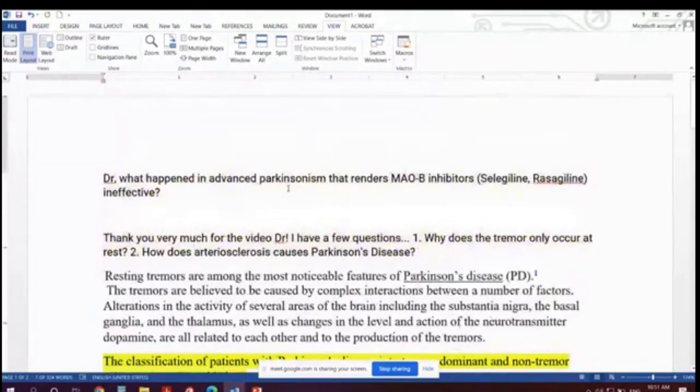I think the same student, maybe Auni, asked what happens in advanced Parkinsonism that renders MAO-B inhibitors, such as selegiline, ineffective. Let us agree first that we are using MAO-B, monoamine oxidase B inhibitors, such as selegiline and rasagiline, to prevent breakdown of levodopa and dopamine in the CNS, because MAO-B is more in the central nervous system. You agree with that?